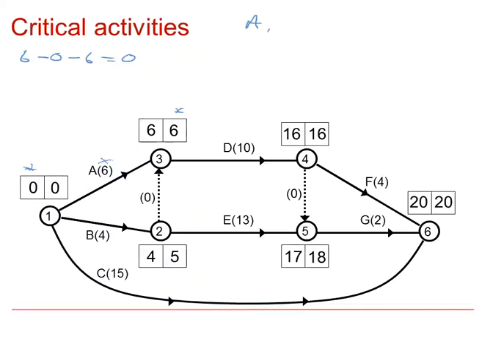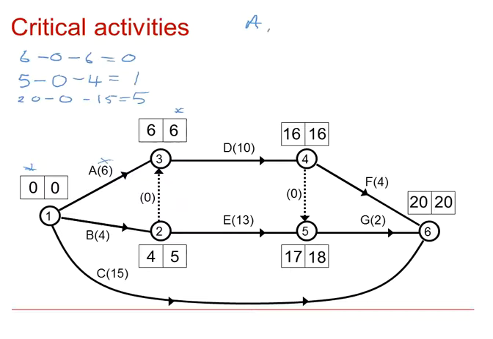For B, we would have the outside box 5 minus the outside box 0 minus duration of 4 equals 1. Therefore, we have a float of 1 for B, and it is not critical. For C, we would have the outside box of 20 minus the outside box of 0 minus 15, giving a float of 5. What this means in effect is that C could start as late as time 5 and still be, of course, completed in time for 20.